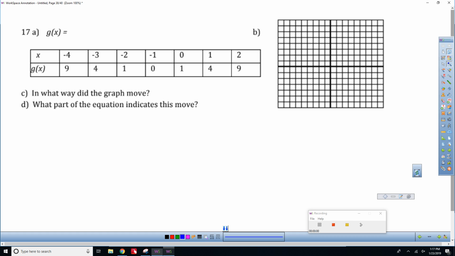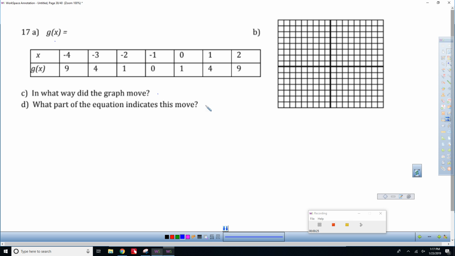Doing a little 7-1 additional help here. You know it's going to get tough, and it's definitely starting to get that way. It wants us to find the equation. That's going to be tough. And then describe which way the graph moved, and then what part of the equation indicates the move.